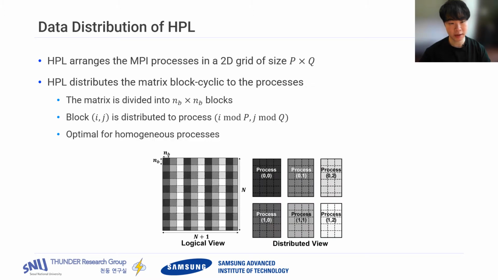HPL arranges the MPI processes in a 2D grid of size P times Q. Then it distributes the coefficient matrix to the processes in a block cyclic strategy. It divides the matrix into NB times NB square blocks, then the blocks are distributed in a round-robin manner. Every process gets almost the same amount of matrix, and the ratio of submatrix size is also kept the same as the LU factorization progresses. Hence, it is obvious that block cyclic distribution is optimal for homogeneous processes.